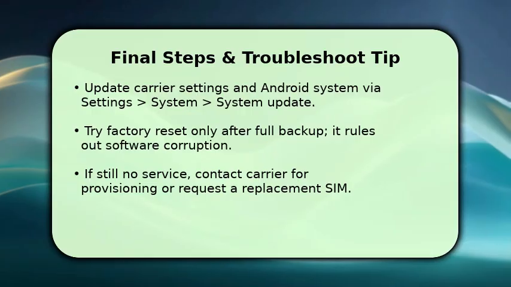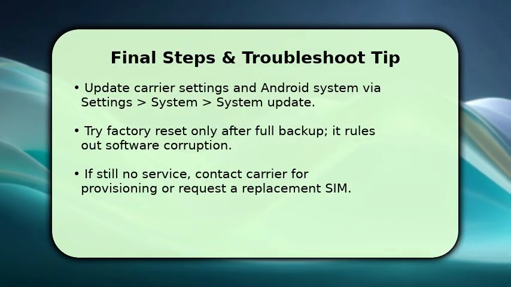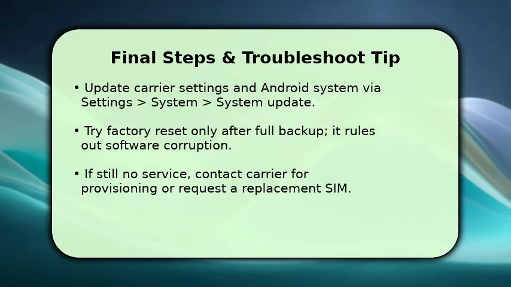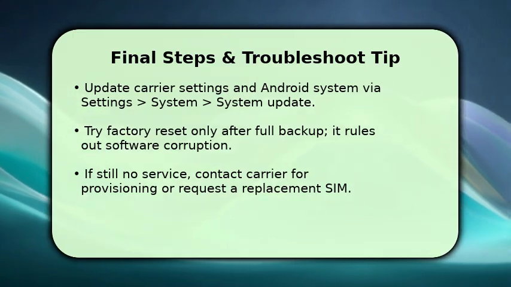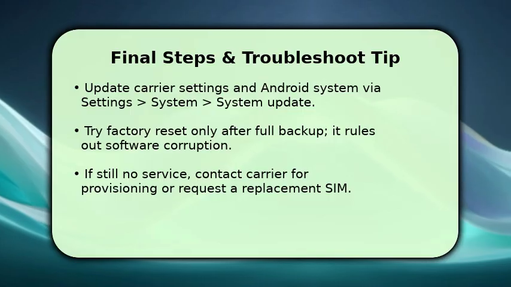Once reset, set up the phone and check service before restoring everything. If service still fails, call your carrier to confirm provisioning and EMA status, and request a replacement SIM or network side refresh. Troubleshoot tip. If the phone shows.